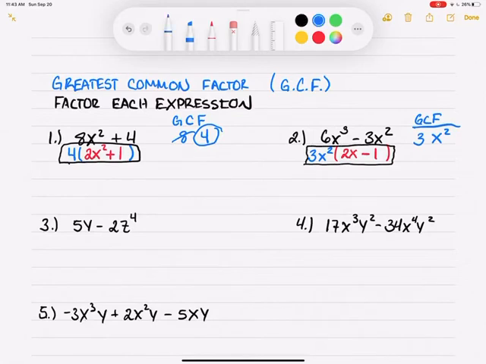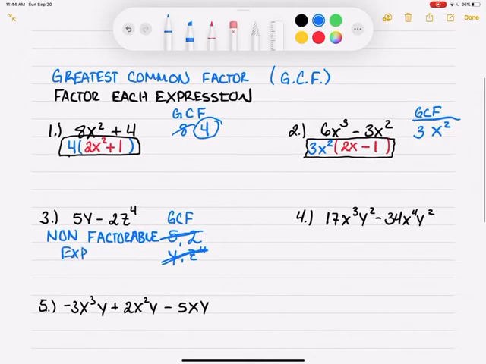In example 3, my numbers are 5 and 2, and I can't find a factor or a number that goes into both of those coefficients. So there won't be a common factor for my coefficients. My variables are y and z to the 4th. Again, there's nothing that they have in common, nothing that goes into both, so I don't have a GCF here. This would be a non-factorable expression.